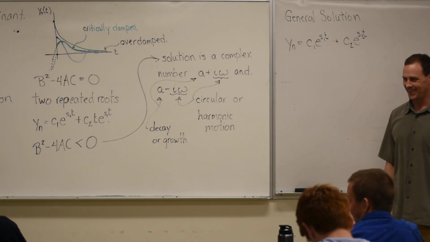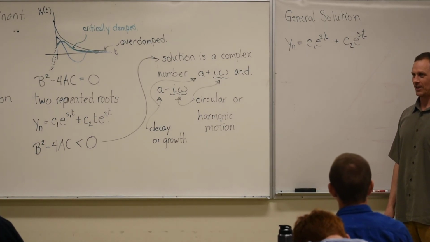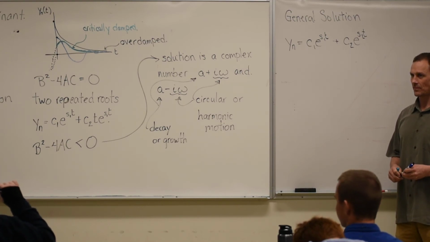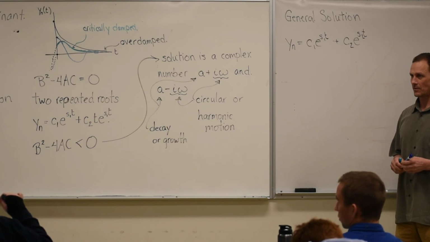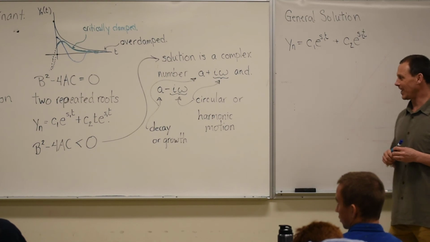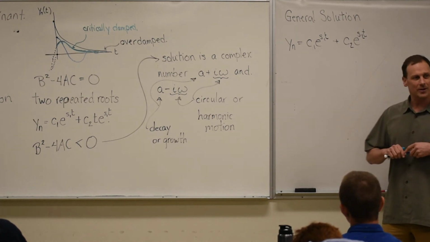So we have decay for A less than 0. Growth for A greater than 0. And we just have a constant when A is 0. Oh, that's a good question. If A is 0, what would our solution be?